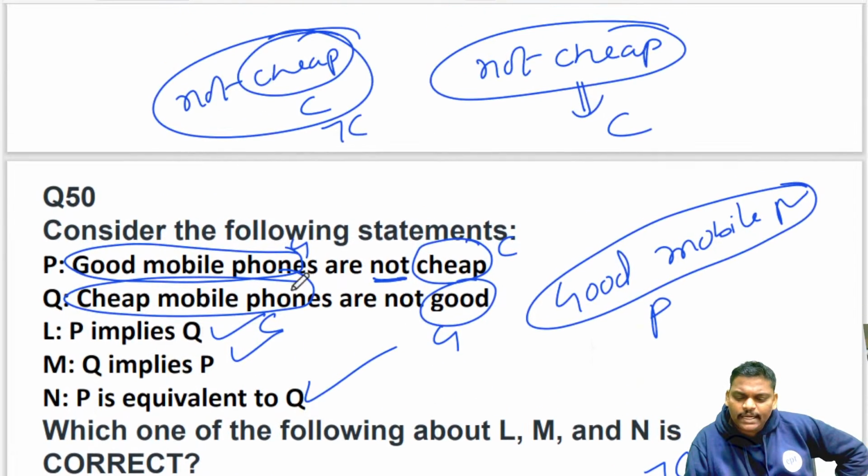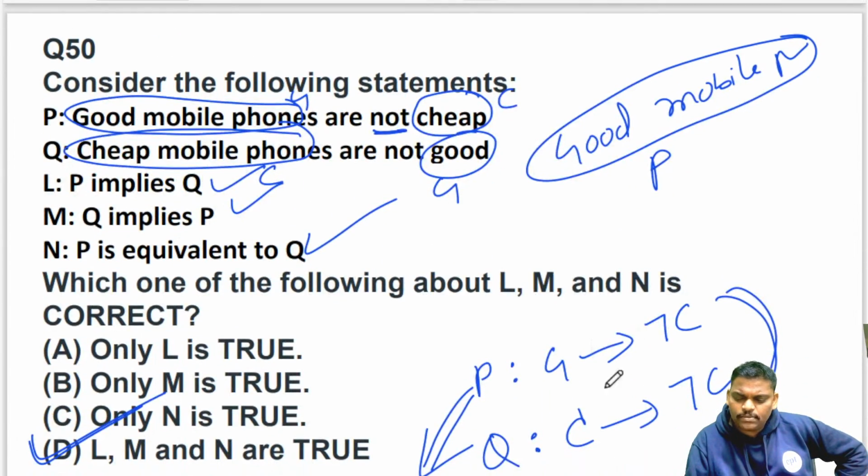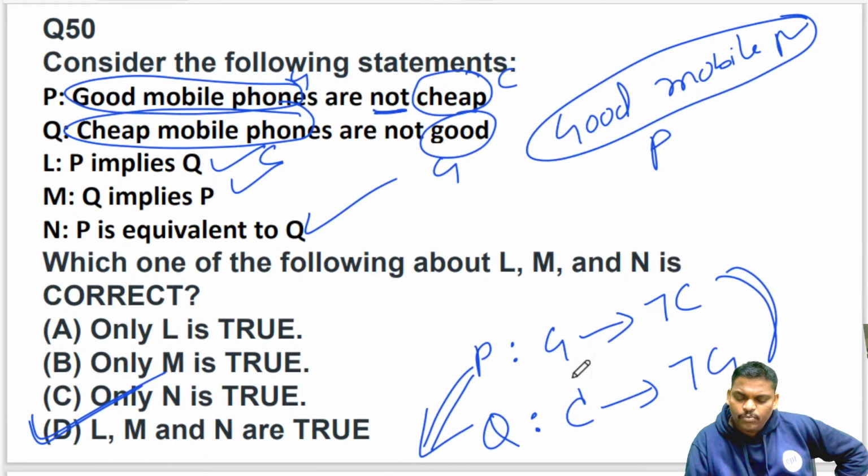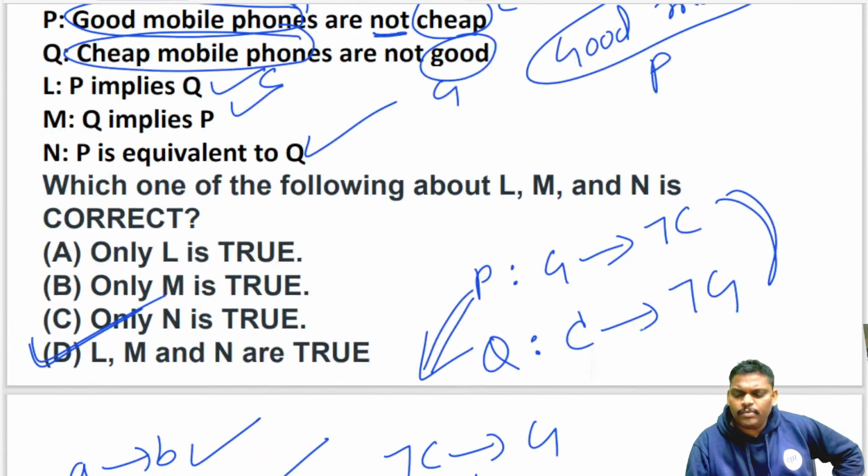Because it is a big sentence, I split it into two parts. If mobile phones are good, then it is not cheap. You may ask, sir, why employees came? See, same thing. If the mobile phone is good, it is not cheap. Next one: if the mobile phone is cheap, then it is not good. So I think employees will come.